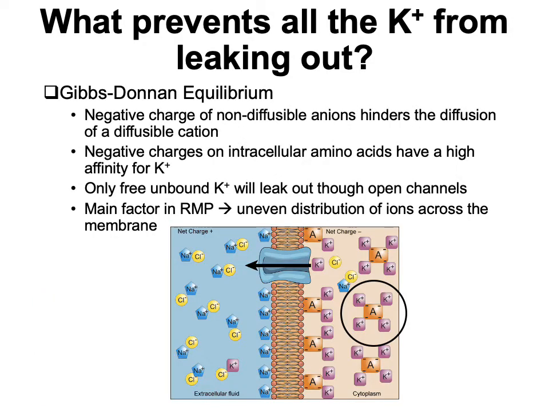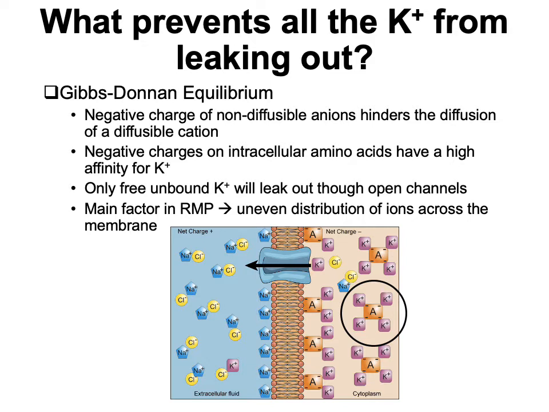What prevents all the potassium from leaking out? It is called the Gibbs-Donnan equilibrium, where a negative charge of a non-diffusible ion hinders the diffusion of a cation. What this means is that inside the cell, there are amino acids, and these amino acids are large and can't get out, and they have a very high affinity for the potassium. So the potassium will bind with all these free amino acids. Therefore, only unbound free potassium ions will actually diffuse out of the cell membrane through these leaky channels.